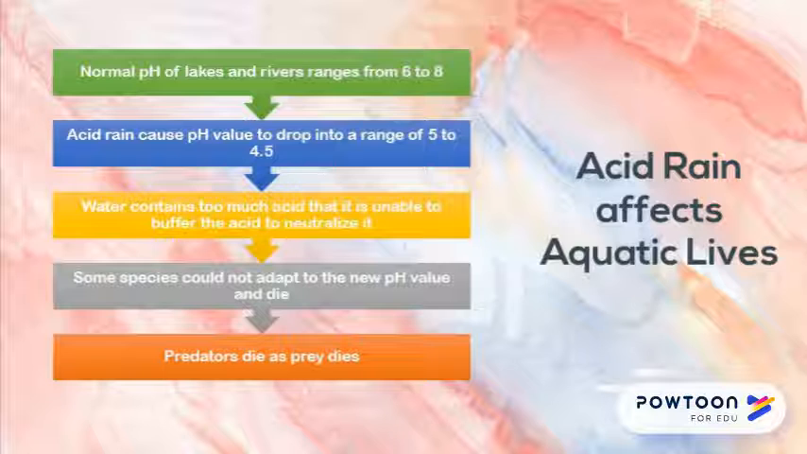When water contains too much acid, it will no longer be able to buffer the acid rain. When water loses its ability to buffer acid, some species in the ecosystem will die. Without some of the species that predators feed on, predators will also die. This is how acid rain affects aquatic lives.